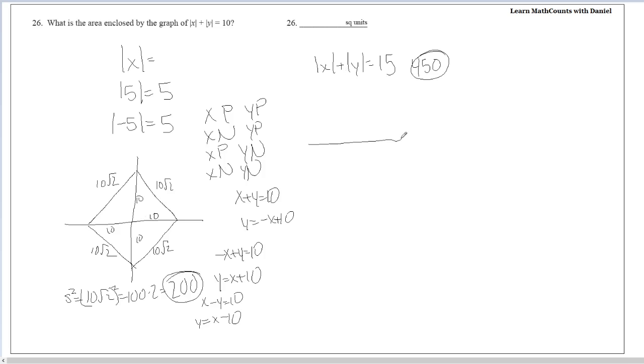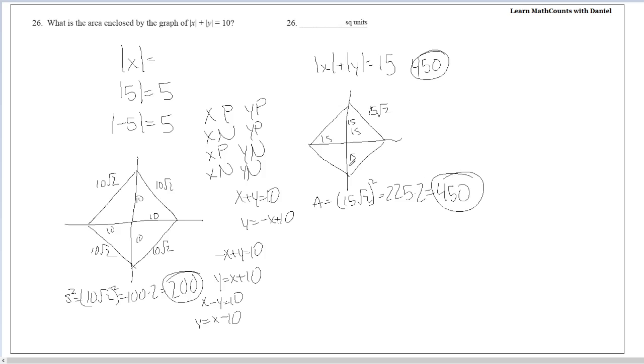So again, what we want to do is draw out our 4 lines. They will be in the same pattern as the first problem because we haven't changed anything else except this number. So again, we have our square, except this time these are each 15. So each side length of the square will be 15 root 2. Then the area will be 15 root 2 squared, which is 225 times 2, or 450. So the area of this square will be 450 square units.